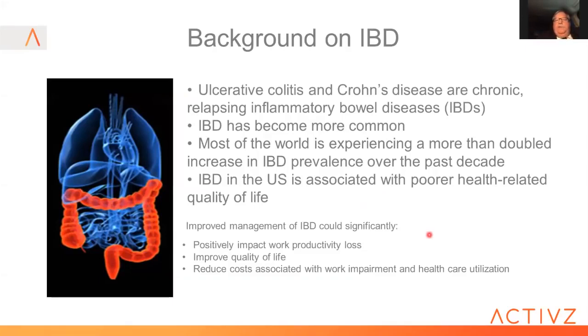IBD has become more common, with approximately 1.6 million Americans currently diagnosed, and as many as 70,000 new cases diagnosed each year. There may be as many as 80,000 children in the United States who have been diagnosed with IBD. And there's an estimated over 160 genes associated with irritable bowel disorder. Most of the world is experiencing a more than doubled increase in IBD prevalence, and the U.S., as I said, is associated with poor quality of life and poor eating habits. Let's go to the next slide.